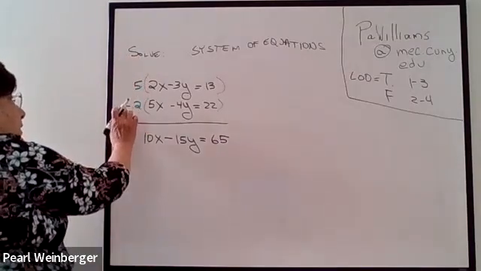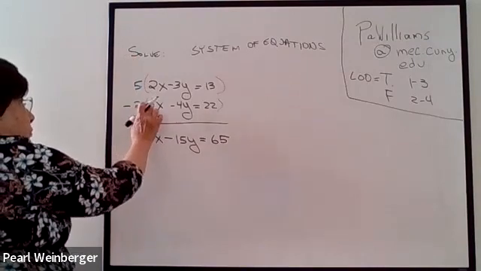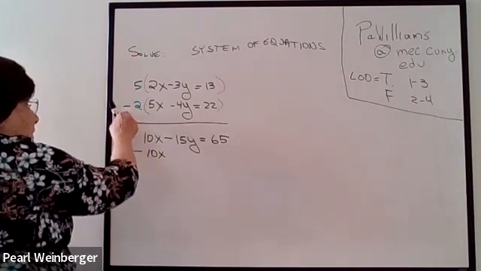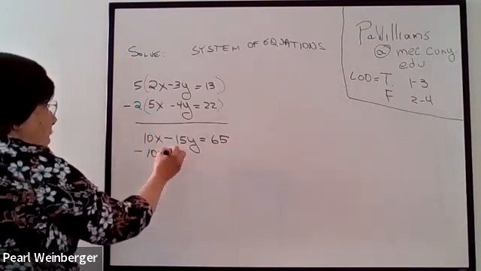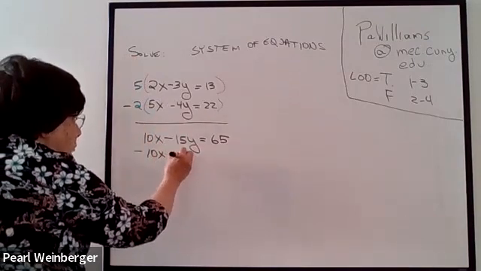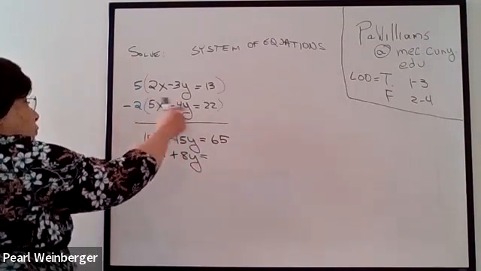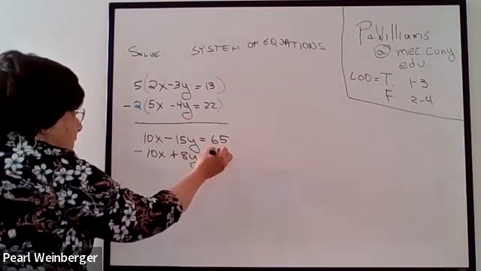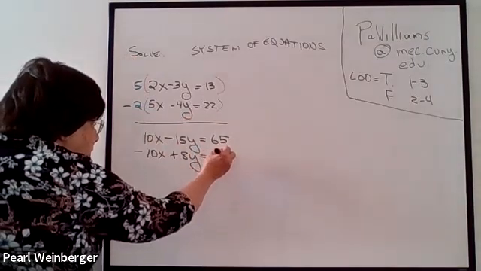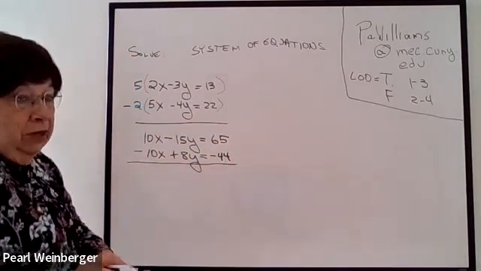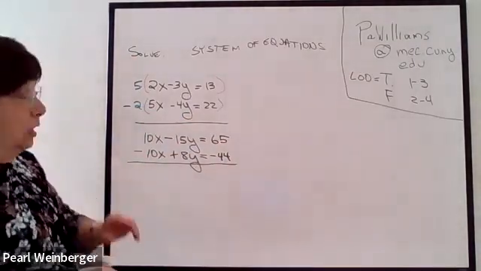So multiplying by negative 2, negative 2 times 5x is negative 10x. Negative 2 times negative 4y is plus 8y. Be very careful with your signs. And negative 2 times 22 is negative 44.